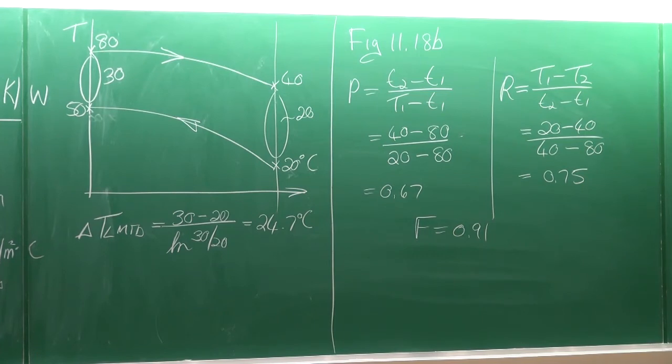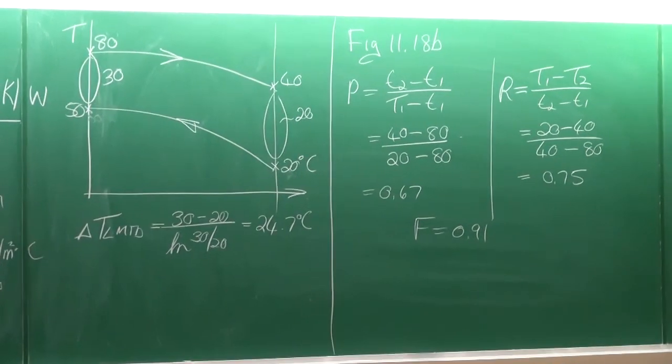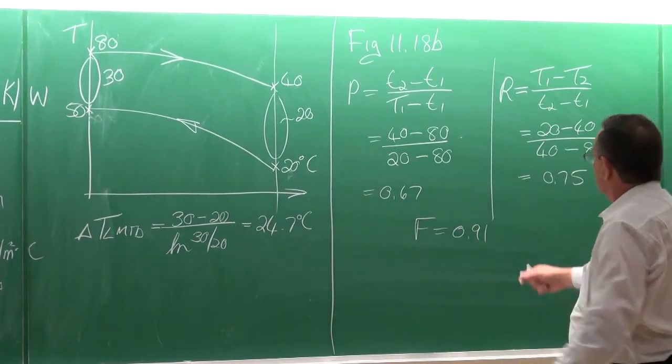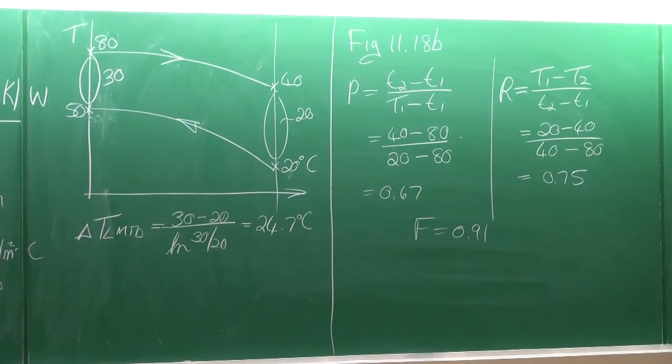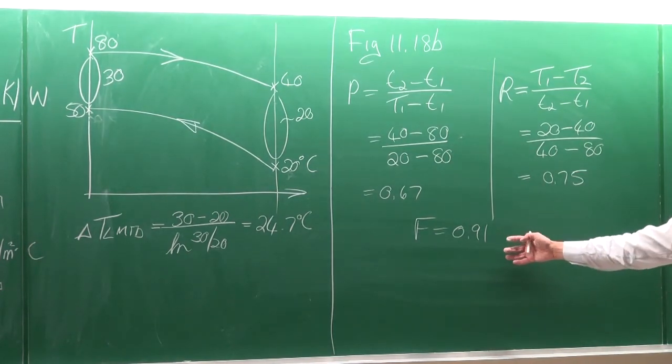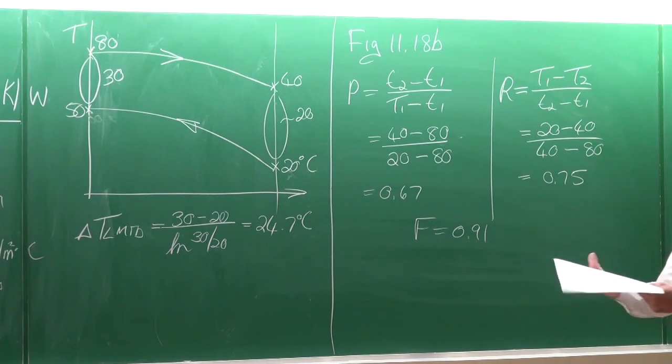Is it fine? Or did I misread it from the graph? It's about right? Okay. If not, then obviously you can go and refine it at home, but look at the principle of how you get the correction factor.